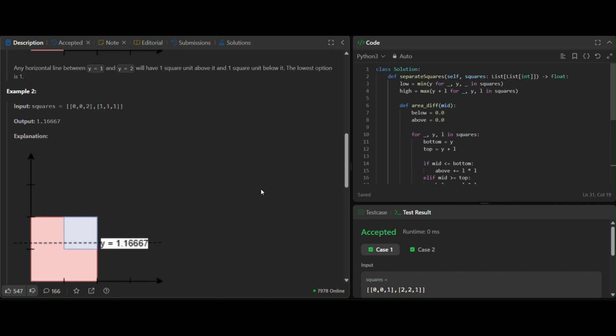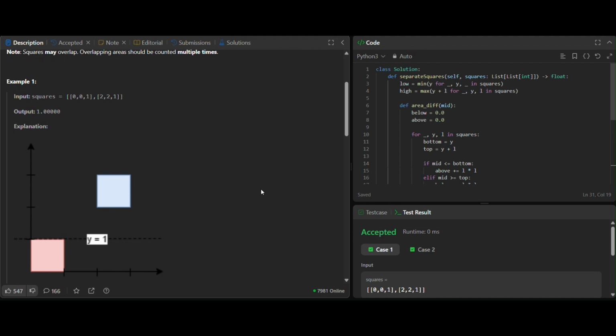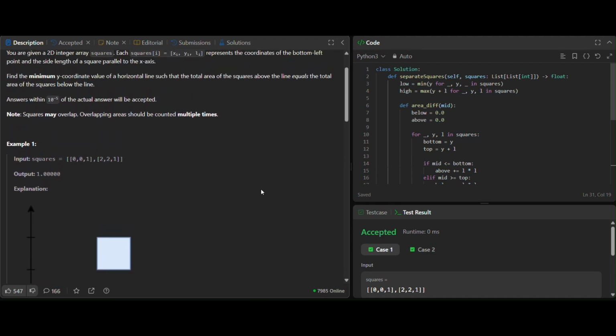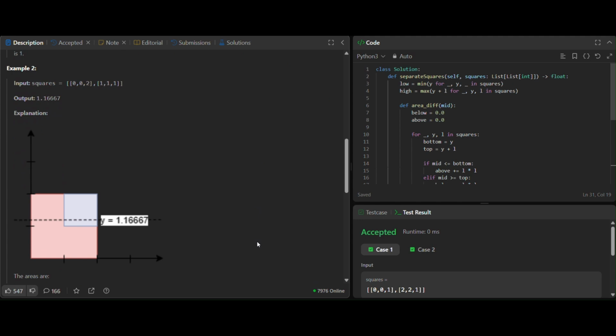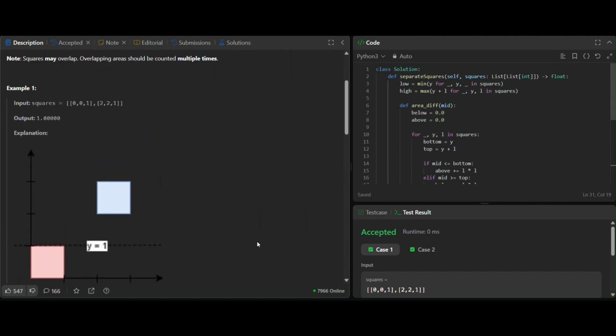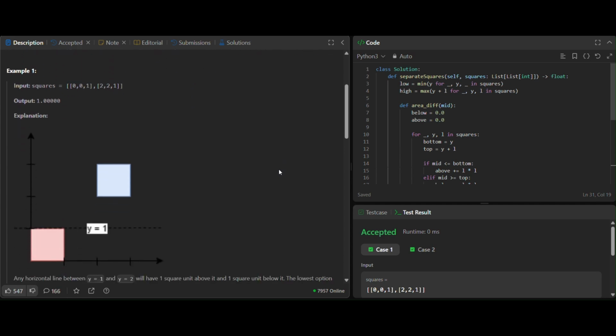Step 1. Define a helper function. For a given horizontal line y equals mid, we process each square one by one. For a square, the bottom edge is at yi, and the top edge is at yi plus li. There are 3 possible cases. First, if the square lies entirely below the line, its full area contributes to the area below. Second, if the square lies entirely above the line, its full area contributes to the area above. Third, if the line cuts through the square, we split it. The height below the line is mid minus yi, and the height above the line is yi plus li minus mid. The area contributed in each part is the height multiplied by the side length.